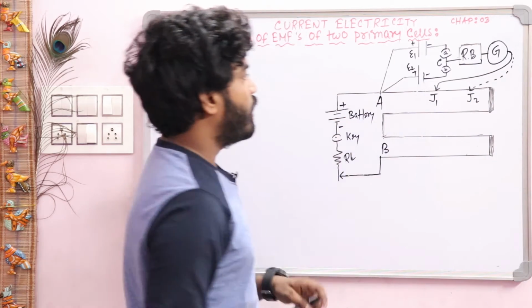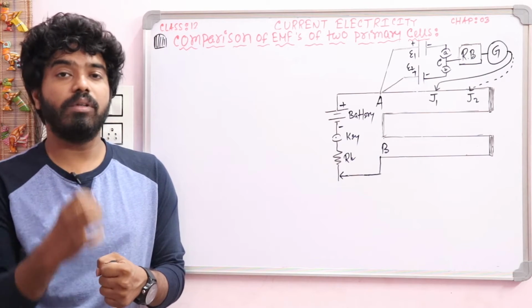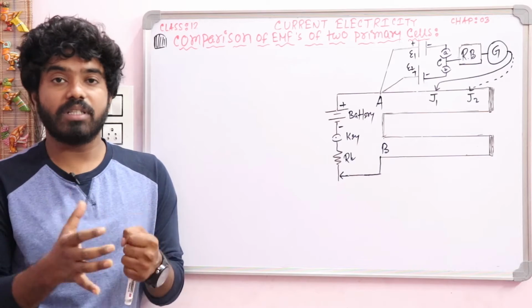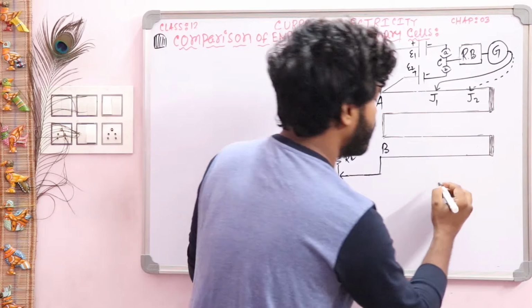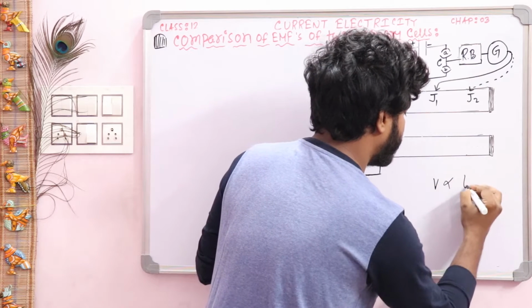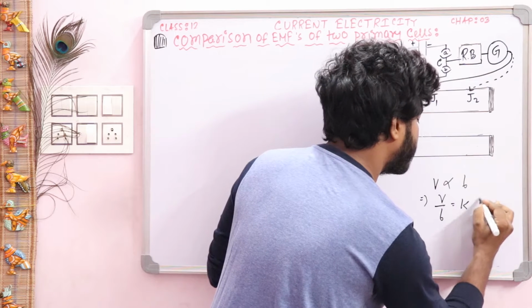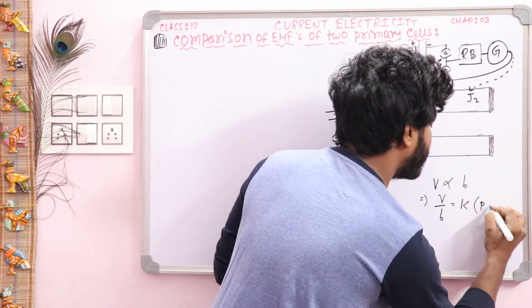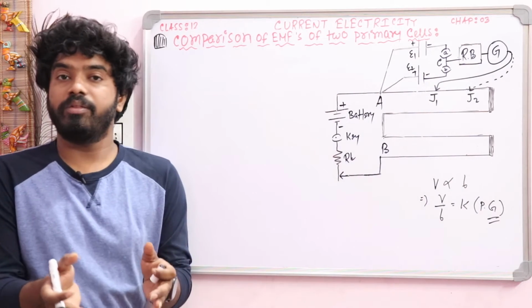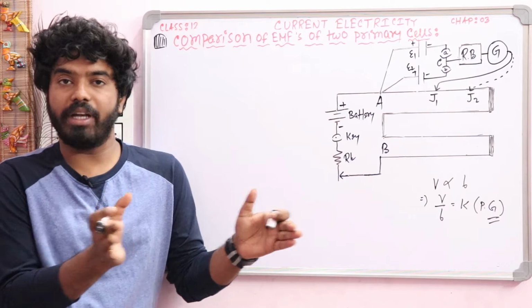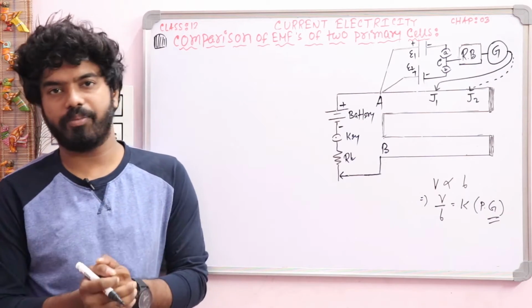Now all of you know the basic part, how to calculate the EMF, and what is the basic principle of potentiometer. The basic principle of potentiometer is V directly proportional to L. So from here you can say V by L is equal to K, and this is called potential gradient. That is, the voltage drop at any point in a wire is directly proportional to the length of that wire.